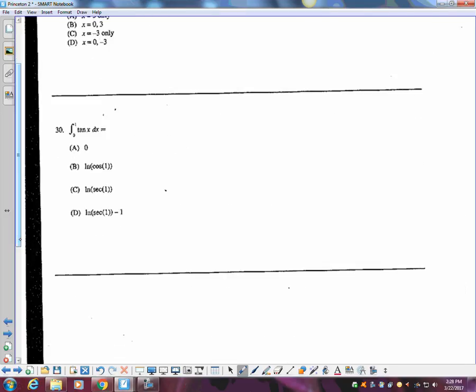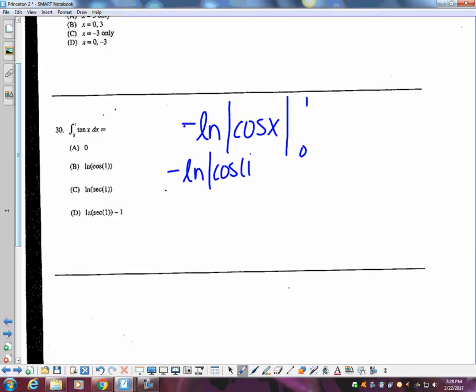Okay. This is the integral of tangent. This is one of those ones that we don't use that much, but you do need to memorize it. So go back and look at your formula sheet. He is negative ln of cosine of x. And I'm going 0 to 1. So negative ln cosine of 1 minus negative, so plus, ln cosine of 0.